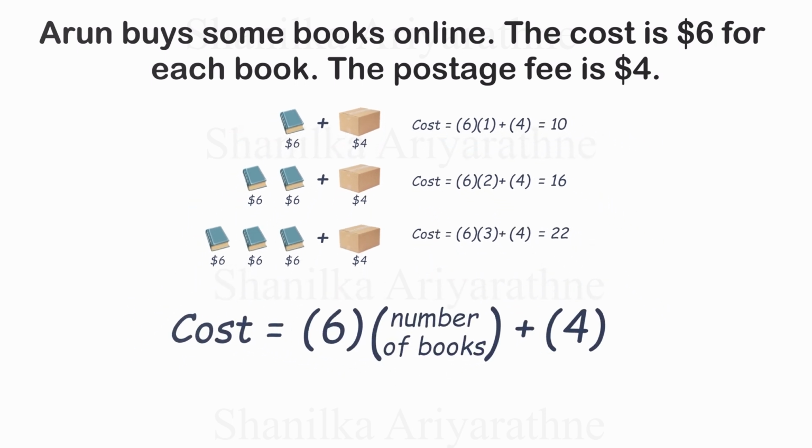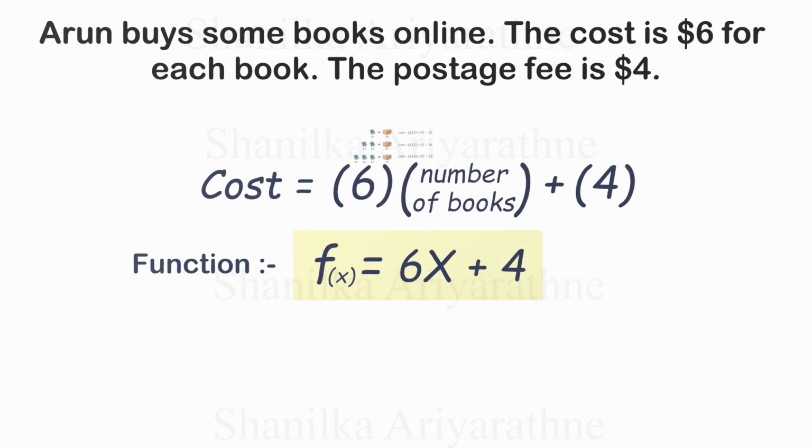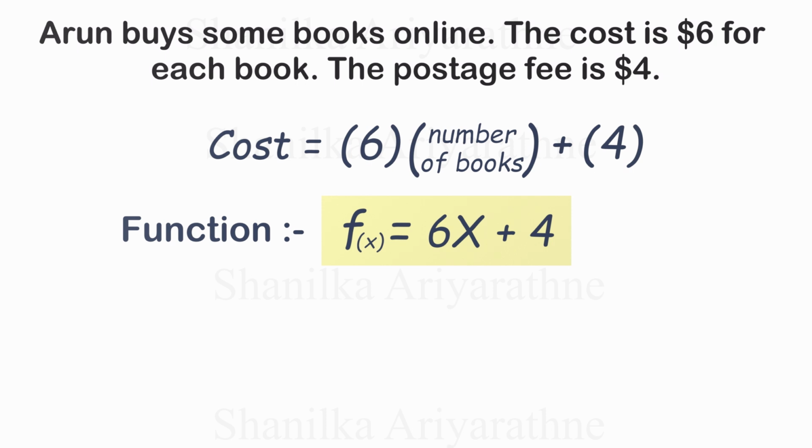In mathematics, we can describe this relationship with a simple function, f(x) equals 6x plus 4. x represents the number of books Arun buys, and f(x) gives us the total cost when Arun buys x books. This function helps us figure out the total cost for any number of books Arun buys.